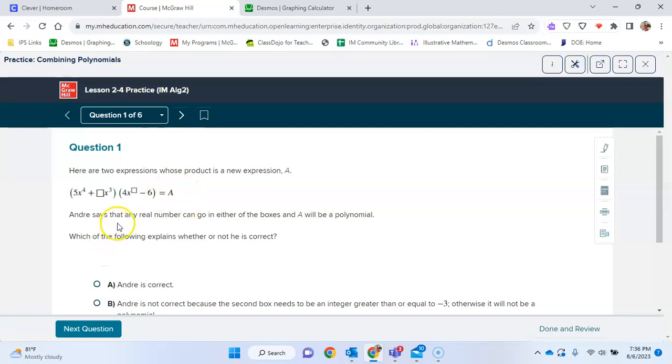Andre says that any real number can go in either of the boxes and A will be a polynomial. Which of the following explains whether or not he is correct?